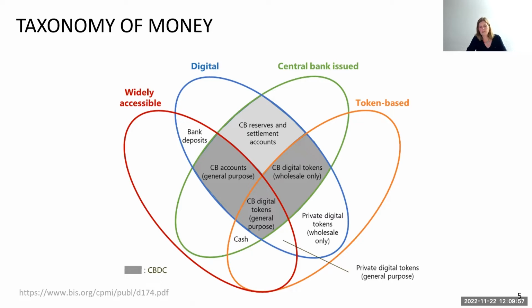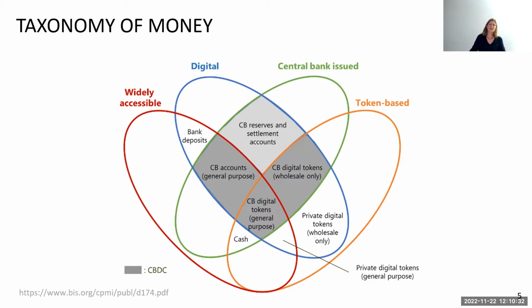Now, let's start with the dimension that we've just been talking about. Money can be issued by a central bank or not. So you see here, cash is within the green ellipse, so it's central bank issued money, whereas bank deposits are outside the green ellipse, so they are not central bank money. We also come across digital versus non-digital money. Bank deposits are digital money. Cash obviously is not digital money, so it's outside the blue ellipse.